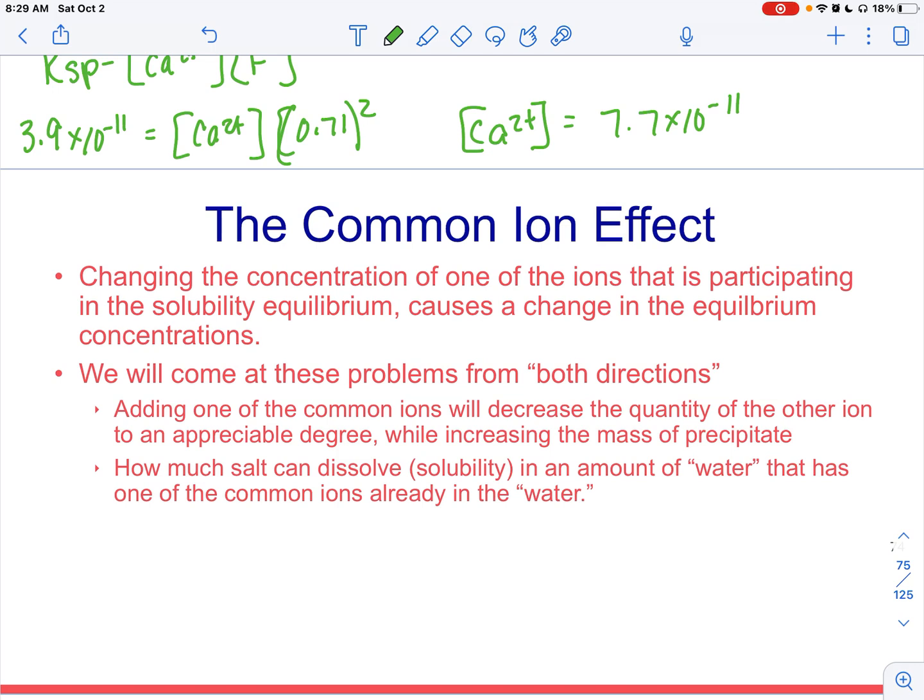And then sometimes you'll be asked how much salt can dissolve in an amount of water that has one of the common ions already in the water. Okay, so sometimes we'll be figuring out what the concentration is, and sometimes you'll be figuring out what the solubility is.